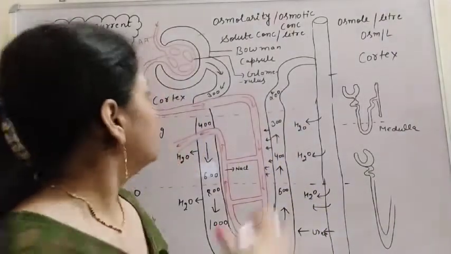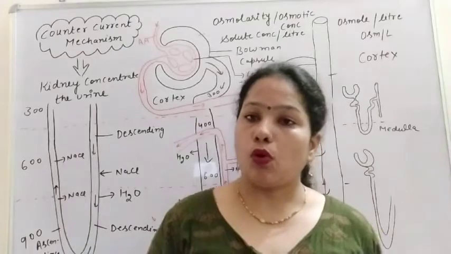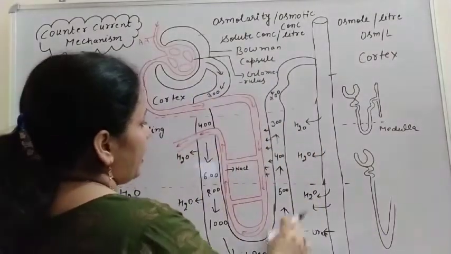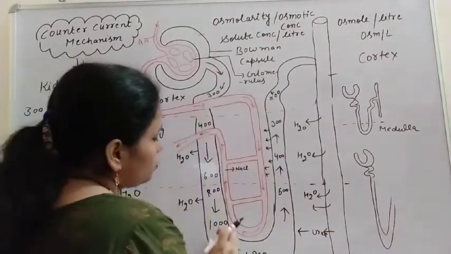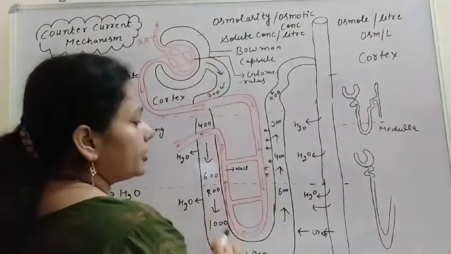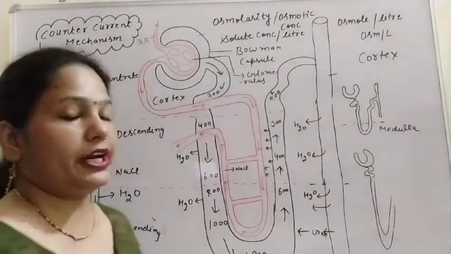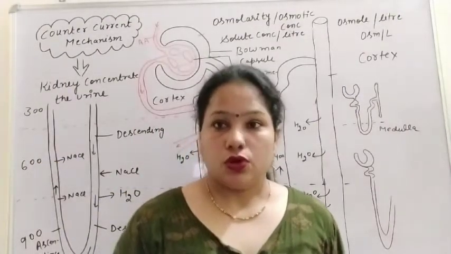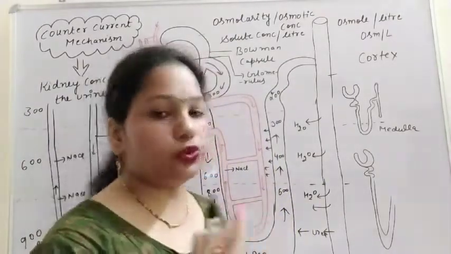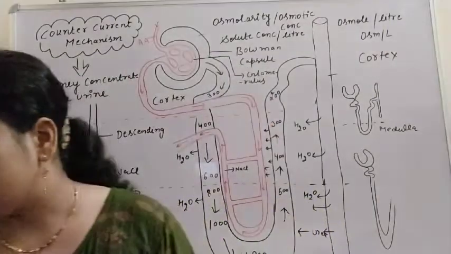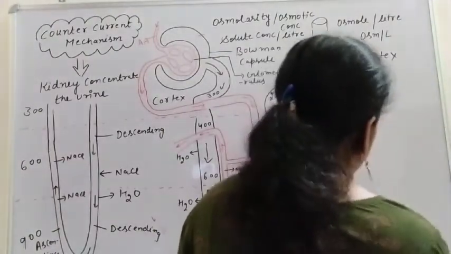Now this counter current mechanism. This counter current mechanism occurs both in the loop of Henle and also in the vasa recta, because in the loop of Henle the flow of the filtrate is in the opposite direction, and also in the vasa recta the flow is in the opposite direction. So this mechanism of concentration of filtrate is divided into three parts.